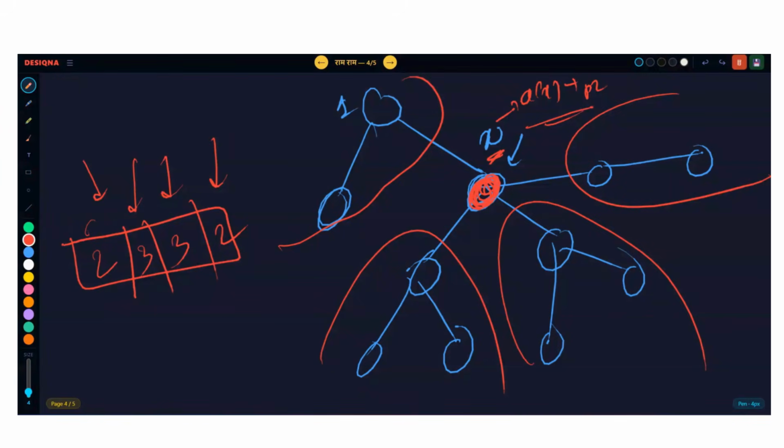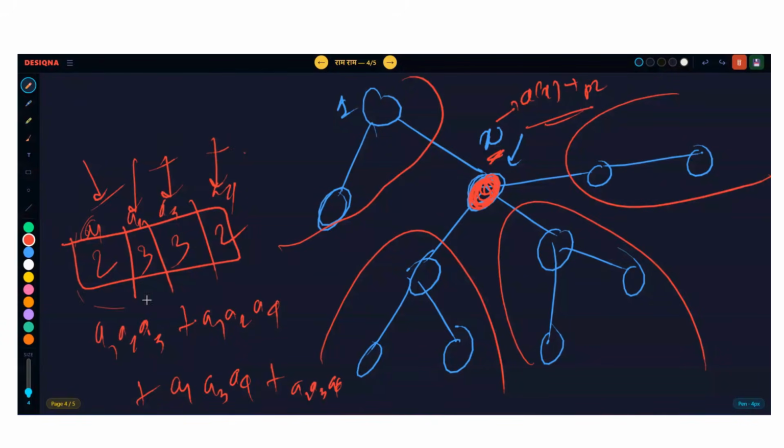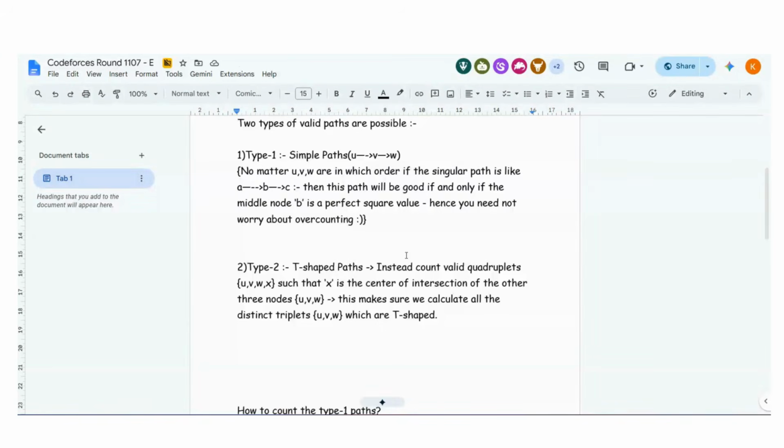So if this is A1, A2, A3, A4, what will be the answer? A1 into A2 into A3 plus A1 into A2 into A4 plus A1 into A3 into A4 plus A2 into A3 into A4. So guys, you calculate the branch array, and then for the branch array for given node X, calculate what? Sum of product of all triplets. So that's it guys, okay?